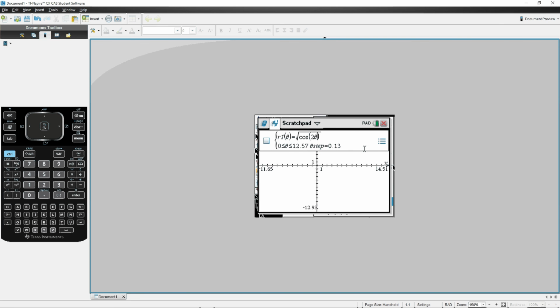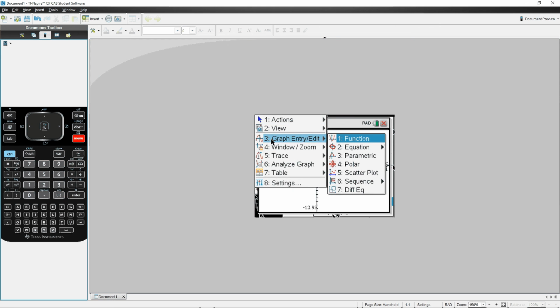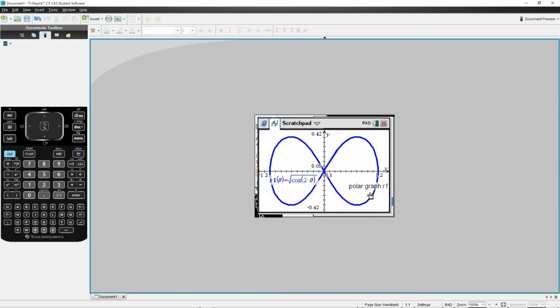So if we do this, we see that we get our lemniscate, but notice that it's super tiny. So if we wanted to get a perfect zoom, we would go to Windows Zoom and then go to Fit, and then we'll see our lemniscate.